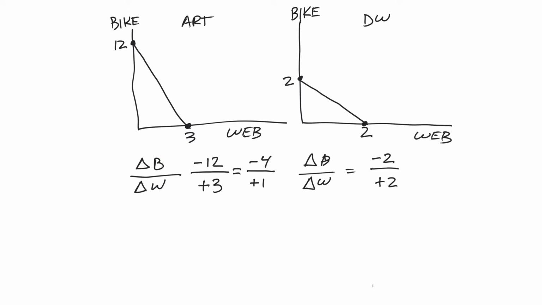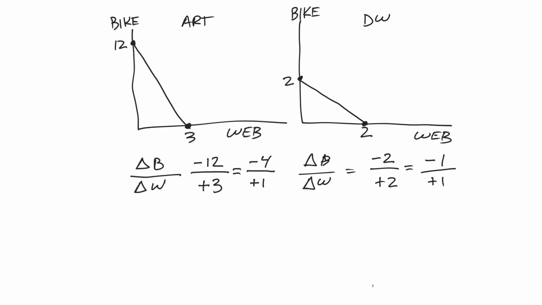We do the same thing for DW. -2 divided by 2 is -1. Put a 1 in the denominator, because when you divide anything through, the denominator is going to be a 1. And that helps us analyze it a little bit. So one web page costs DW 1 bike repair.